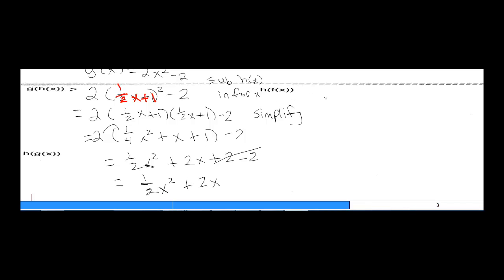h of f of x. Now we're going to write h down, and wherever there's an x in h, we will replace it with f. So h of x is 1/2 times x plus 1, and f of x is 3x plus 2. Now we simplify. So half of 3 is 3 over 2. Half of 2 is 1. And there's still a plus 1 out here. So I have 3/2 x plus 2.